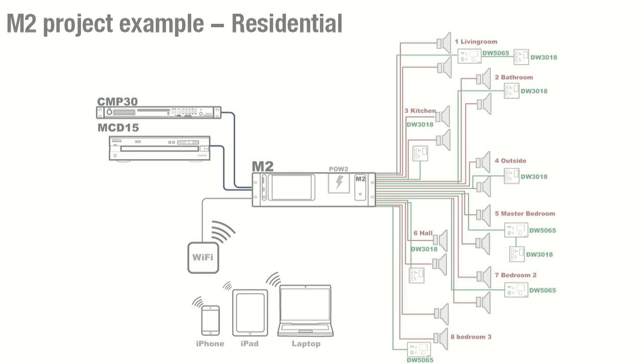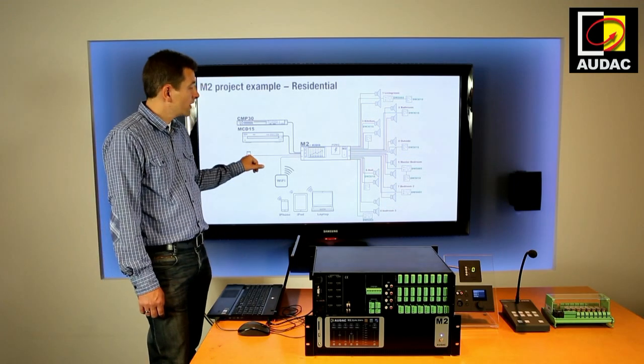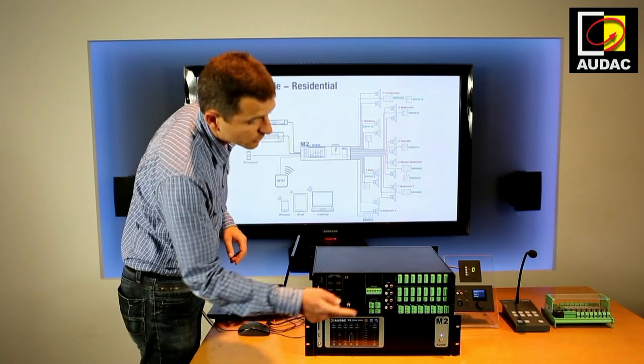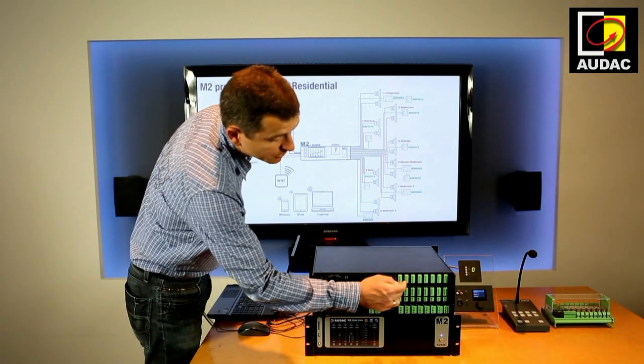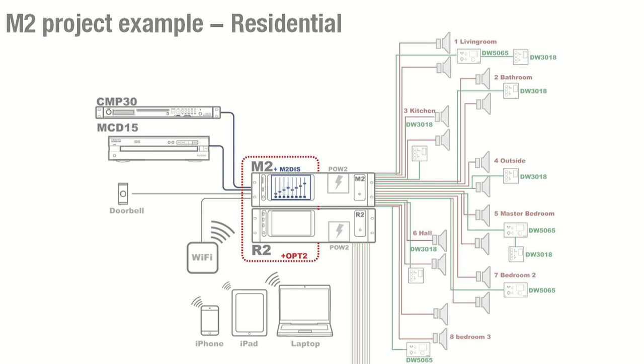Then I attach a Wi-Fi hotspot to control the M2 by iPhone, iPad or laptop. I can also implement an M2 disk, like you see over here, to control the M2 on the front. You can add a doorbell straight to the contact inputs. Because the M2 has a voice file, the doorbell can trigger a voice file in pre-selected zones at the predefined output. Then I add a second R2 or M2 to expand the number of outputs, or M2 with power kit and optional fire kits.